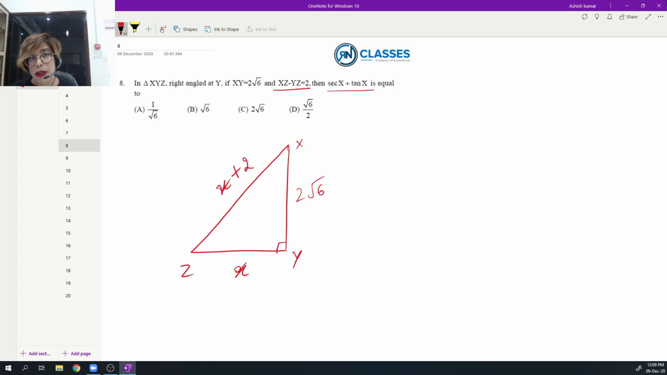अब मेरे को trigonometric ratios चाहिए, so definitely I need to solve for x. पहले solve कर लें. Now Pythagoras theorem, that means 2 root 6 whole square plus x whole square is equal to x plus 2 whole square.